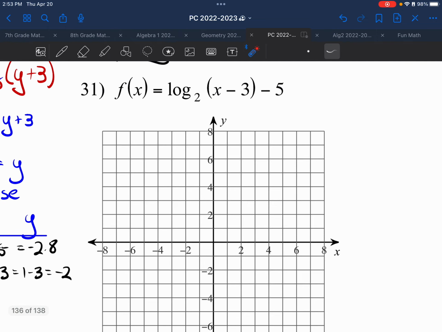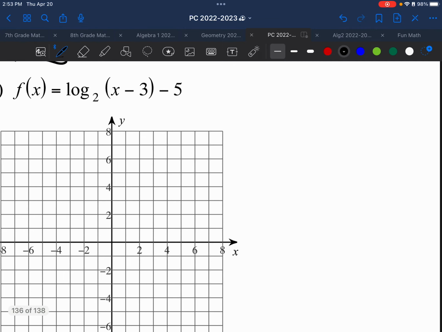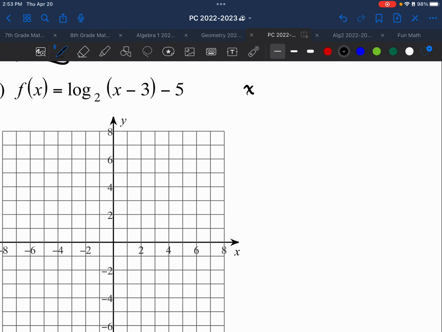What about number 31? Same process as before. We'll take the inverse, make a table, and then switch the table to get back to the normal function. So taking the inverse, I'm going to say that x is equal to log base 2 of y minus 3, avoiding the mistake of forgetting to switch your x and your y's.